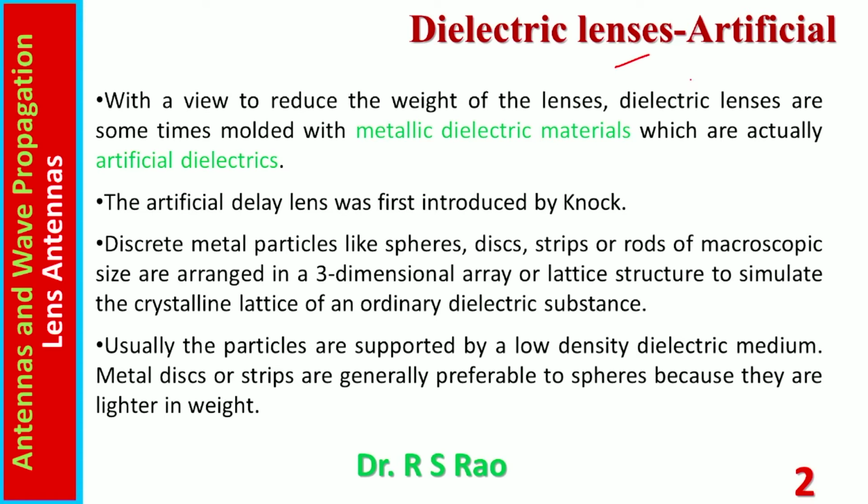Dielectric lenses, artificial dielectric lenses. With a view to reduce the weight of the lenses, dielectric lenses are sometimes molded with metallic dielectric materials, which are actually artificial dielectrics. So the purpose of using metallic dielectric materials in molding lens antennas is to have a reduced weight of the antenna.